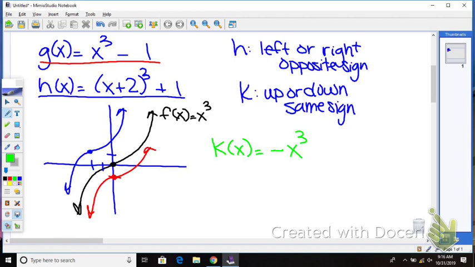K of X equals negative X cubed. What is the negative out front going to do? It's going to flip it. So I haven't shifted it left or right or up or down. So it's going to flip from this black graph we have here. So when I flip this, it looks like that.